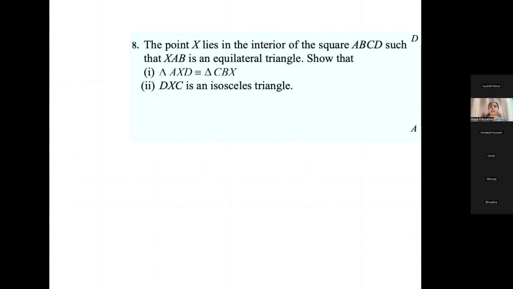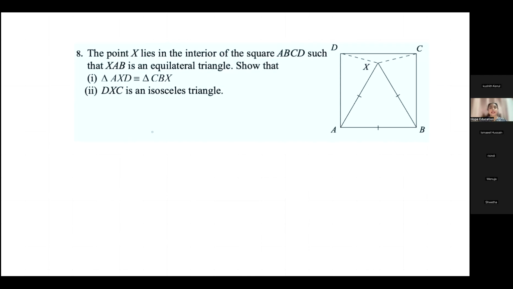All right. Let's see. The point X lies in the interior of the square. Okay. So our ABCD is a square, right?